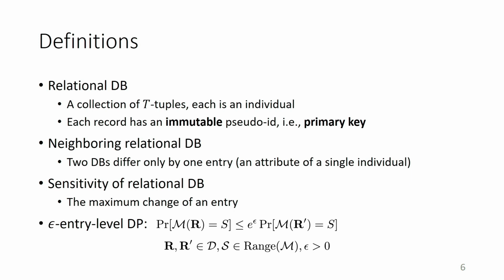In that case, we can define the entry-level DP, satisfying the first equation, where M is the randomized fingerprinting scheme, R and R prime are two neighboring relational databases, and S is just the set of all the possible outputs of the fingerprinting scheme.